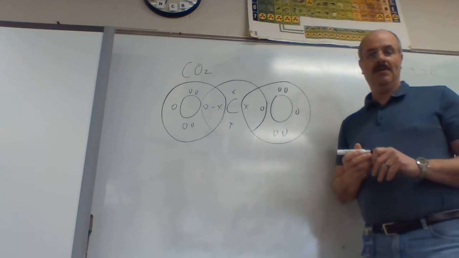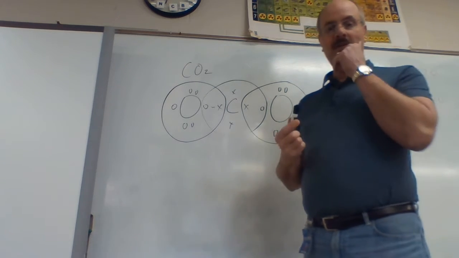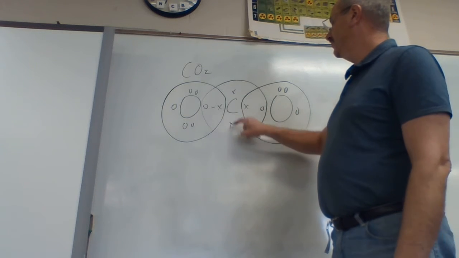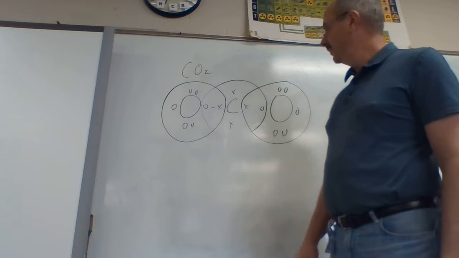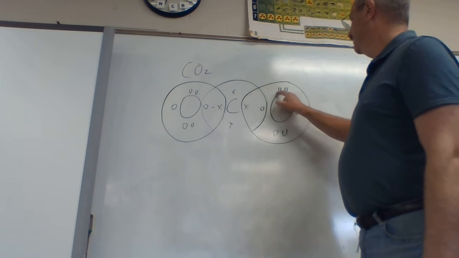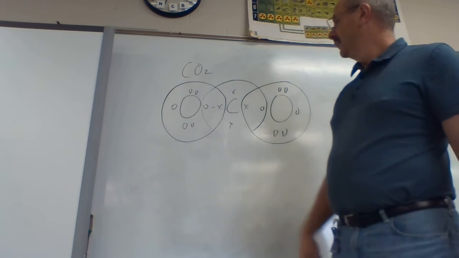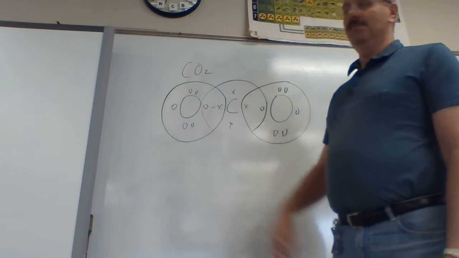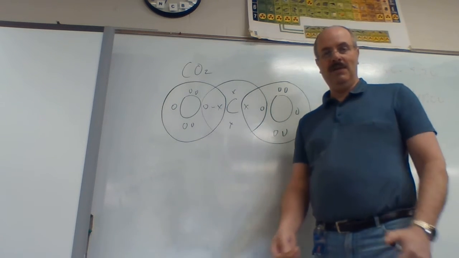Now what we have to do is count up how many valence electrons they have now. So if we add up the carbon, he's got 1, 2, 3, 4, 5, 6. He's got 6 of them. This oxygen over here has got 1, 2, 3, 4, 5, 6, 7. This oxygen over here has got 1, 2, 3, 4, 5, 6, 7. So none of them are happy. None of them have 8.